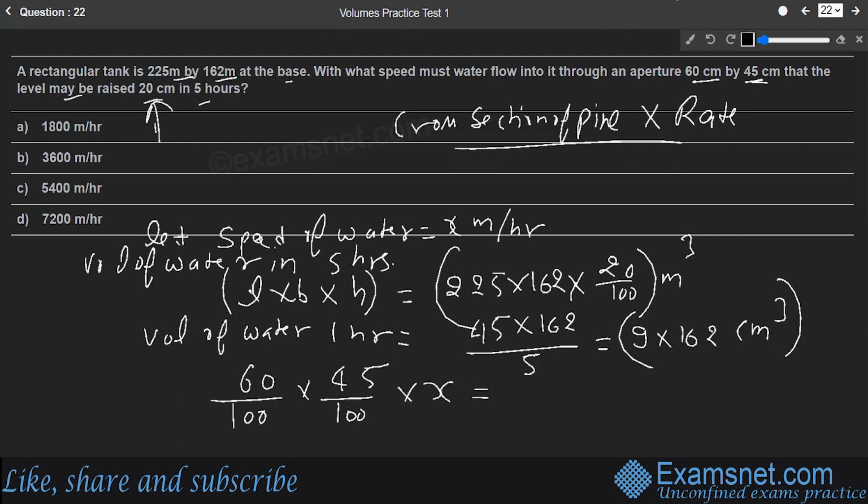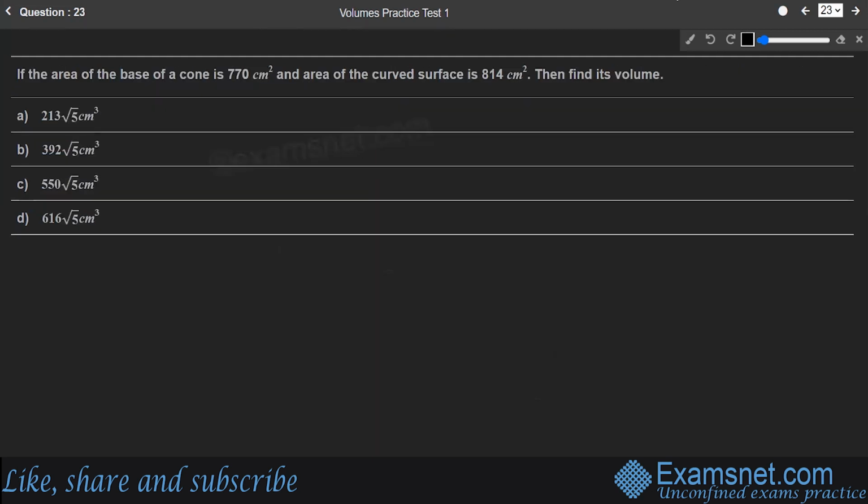This has to be equal to our 9 into 162. So if we solve this, the x value can be solved by transferring from left hand side to right hand side, which comes out to be 5400 meter per hour. So this becomes the right answer. The x value is 5400 meter per hour. It is available in option number C. So it becomes the right answer there.